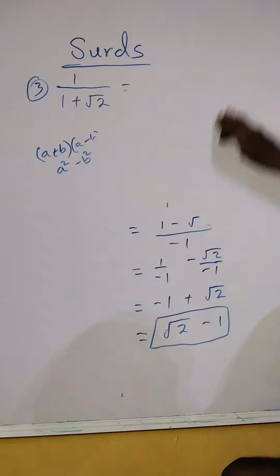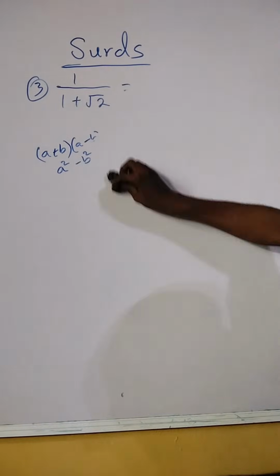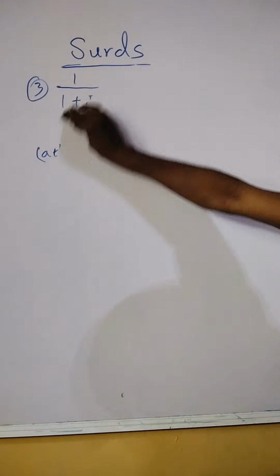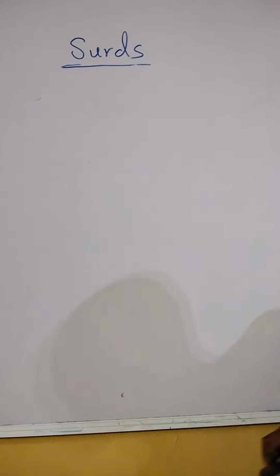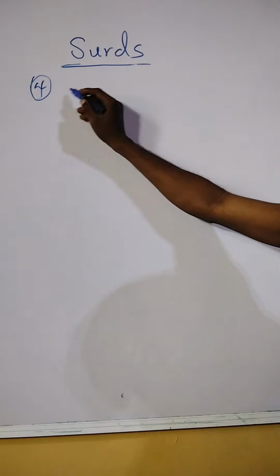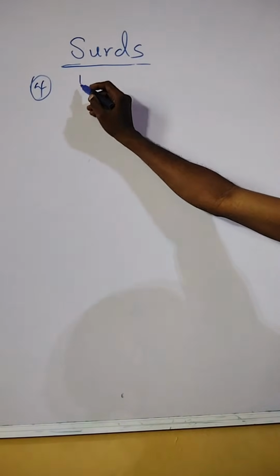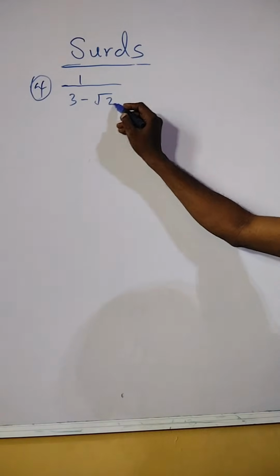Then let's look at another question here. So an interesting one, and we label this as question 4. Also a simple one. You have to simplify 1 divided by 3 minus root 2.